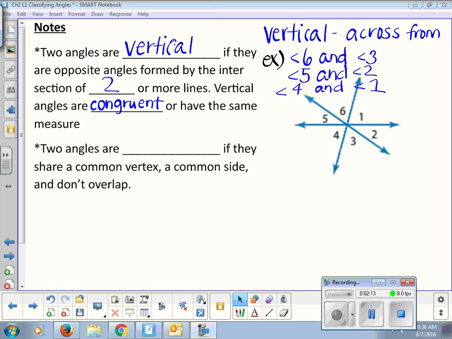Okay, so our examples of vertical angles: angle 6 and angle 3, those two are across from each other. Angle 5 and angle 2, and then angle 4 and angle 1.